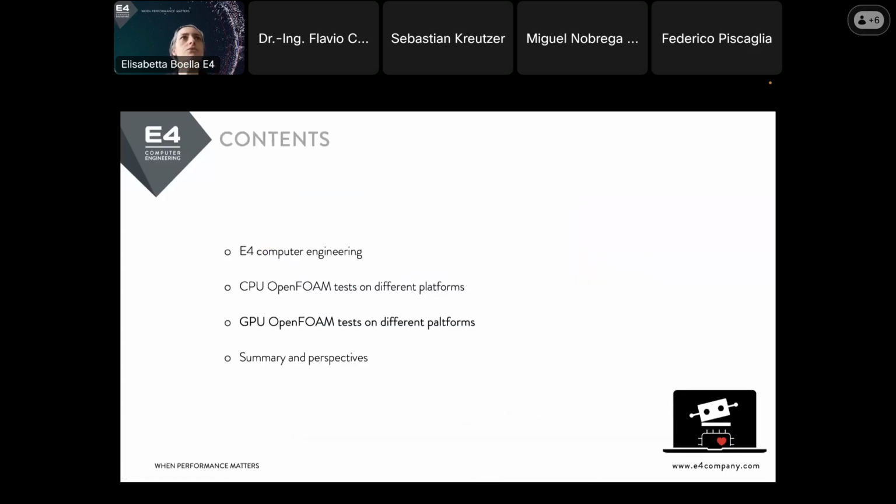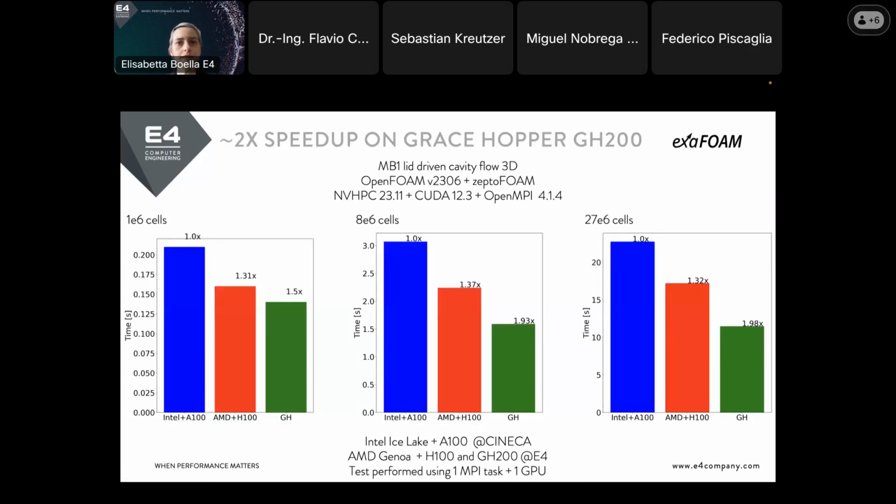Finally, I just want to show a test that we performed on GPU. In this case, we use basic OpenFOAM 2306 coupled with exaFOAM, which is the library written in CUDA that Simone spoke about this morning. And the test performed was Microbenchmark 1, lid-driven cavity flow 3D. To compile the code, we use the NVIDIA suite of compilers 23.11 with CUDA 12.3 and OpenMPI 4.1.4, which is the one shipped with the NVHPC.